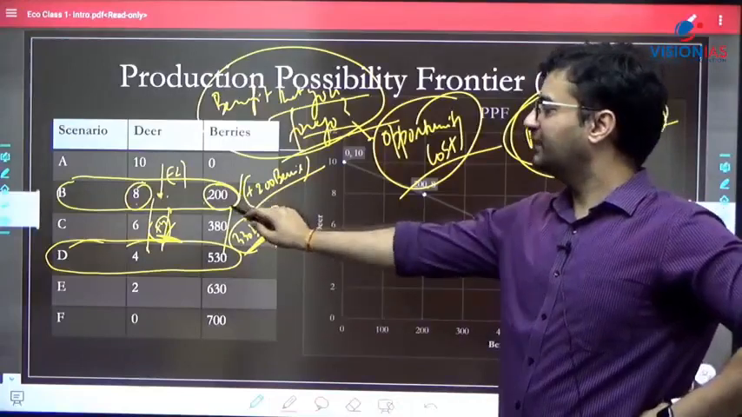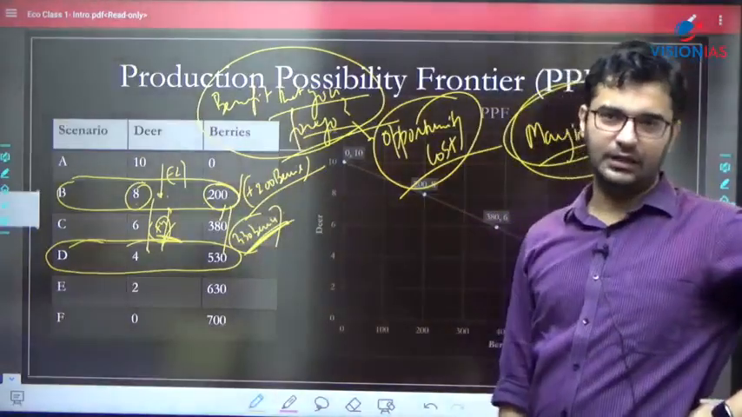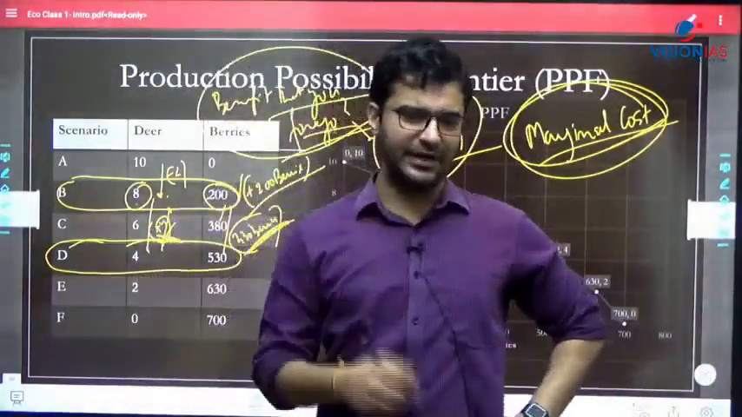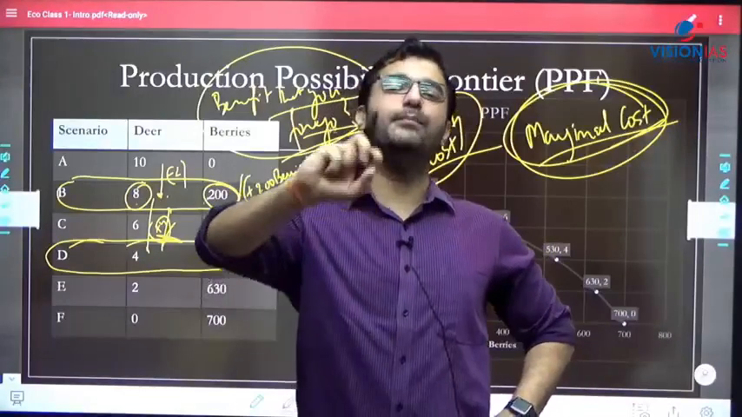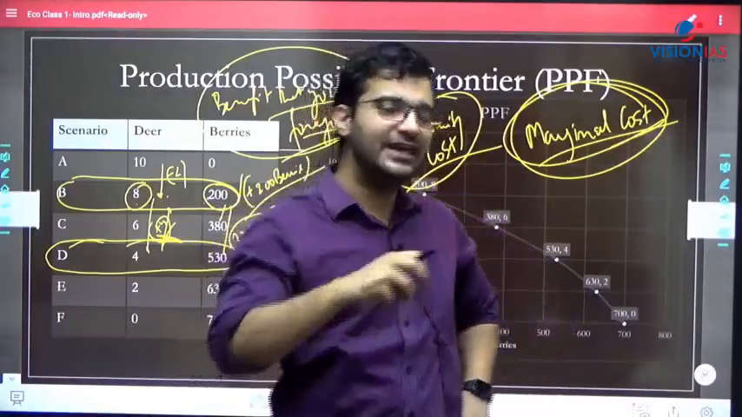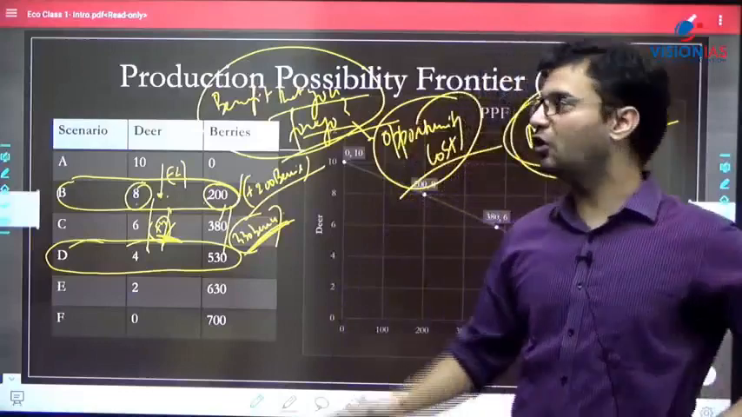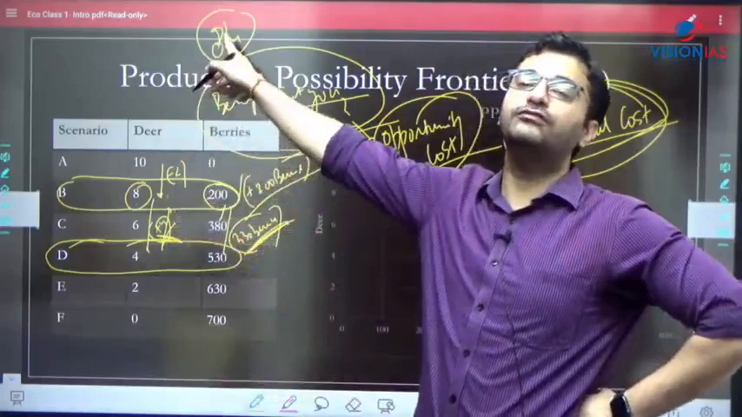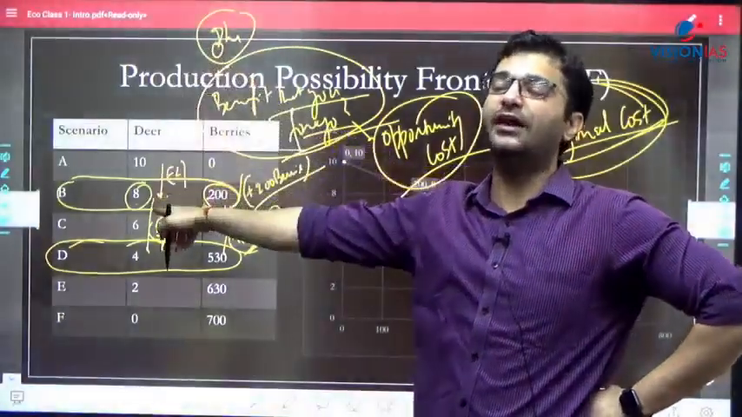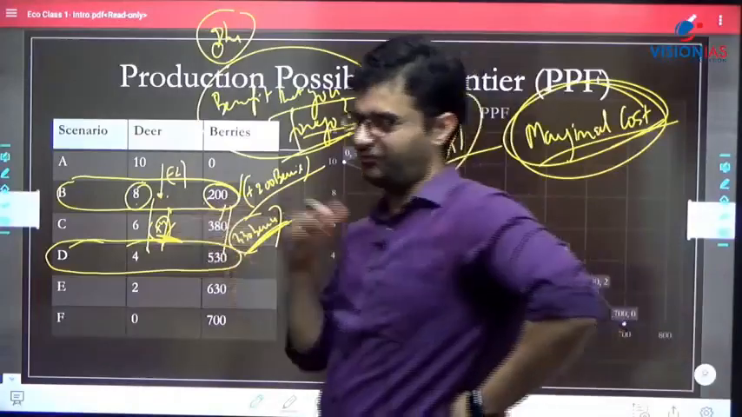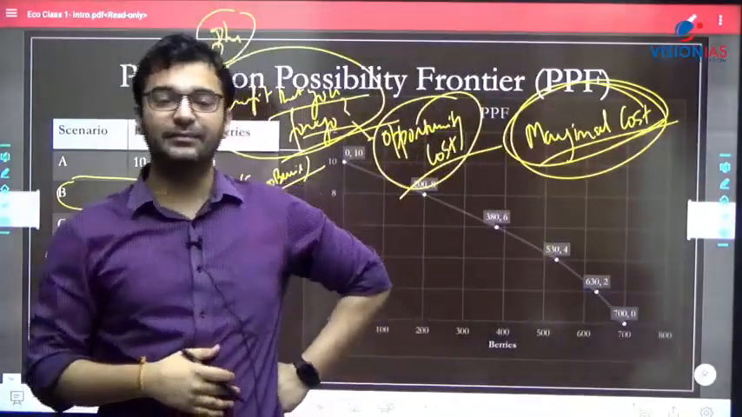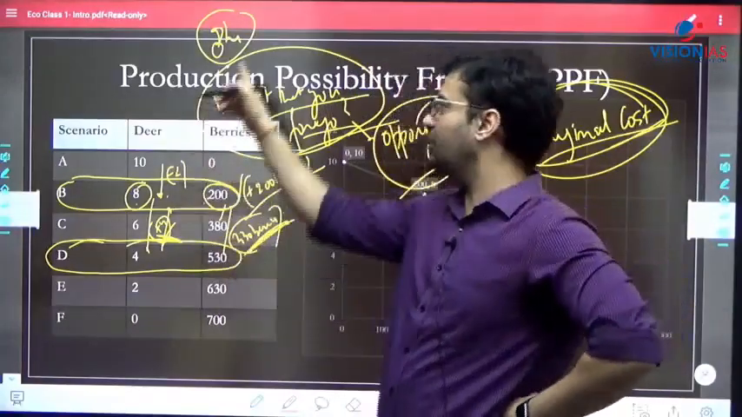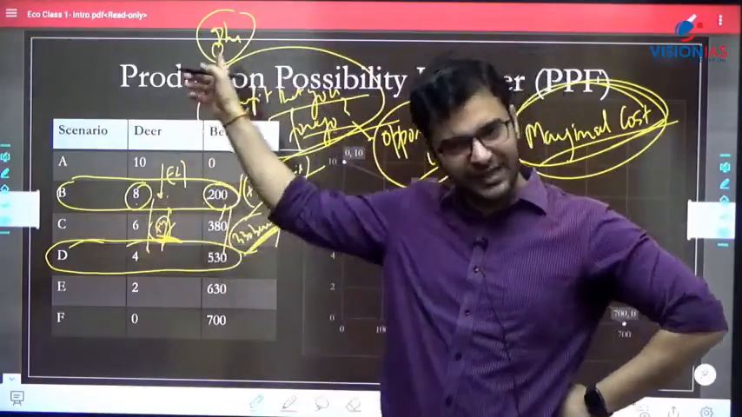In this case, for example, you have to gather 100 berries more. आपको 100 berries extra gather करनी है. You are right now gathering 200 berries and you have to gather 100 berries more. 100 berries extra gather करने में, how much of your 8 hours, your limited resource, is required? How much of the resource is required to gather 100 berries? That is the marginal cost of berries. Marginal cost of berries, I'll repeat, or marginal cost of deer. The cost in terms of your limited resource. Your limited resource here is time.